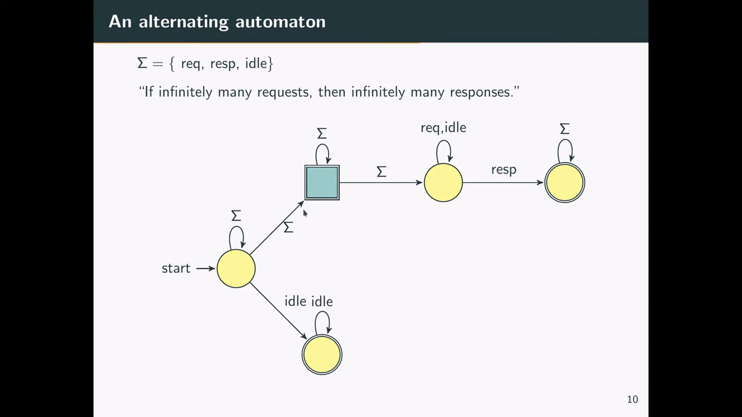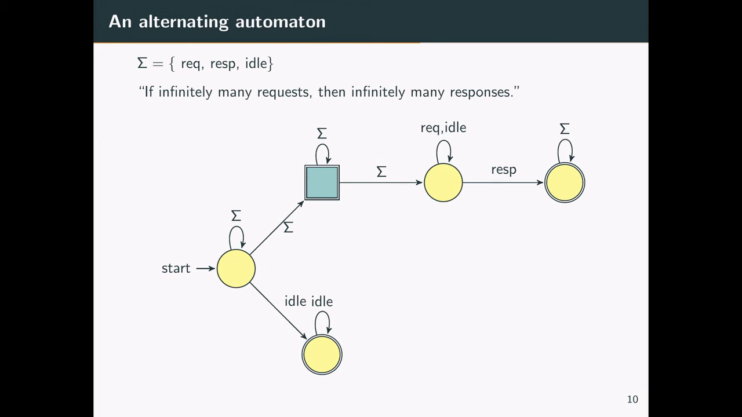So the upper part of the automaton recognizes the language of words in which response always eventually appears. Then the initial state of this whole automaton consists of a non-deterministic choice of either going up into this automaton that recognizes words in which response occurs infinitely often, or going down into this state which accepts words where only idle occurs. And there's also a non-deterministic choice to wait here.